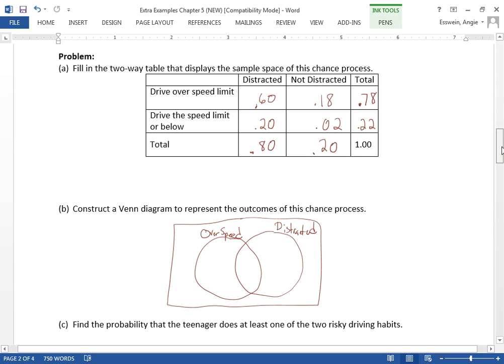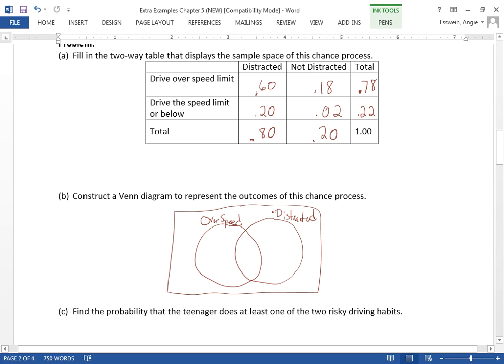Okay, so let's start with the very center. What percent are over the speed limit and distracted? What's the intersection of O and D? It's 0.6, right? How about just distracted, but not over the speed limit? 20%. Good. So notice the entire circle adds up to 80%, which is what our total for distracted is. So we know that's correct.